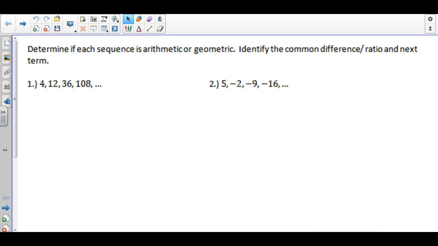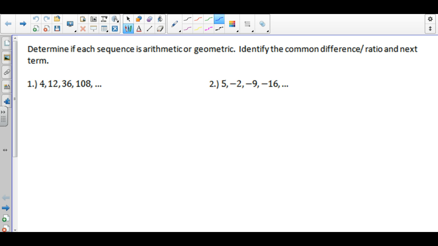Hello, I'm going to review everything for Chapter 8 for sequences and series. I'm going to start with these first two examples where we're going to determine if each sequence is arithmetic or geometric, and then we're going to identify the common difference or ratio, depending on if it is arithmetic or geometric, and we'll identify what the next term is by using that common difference or ratio.